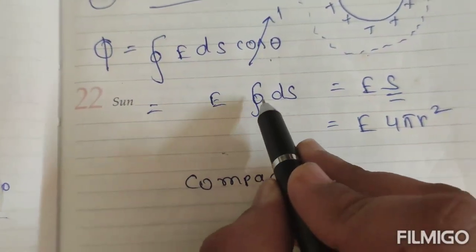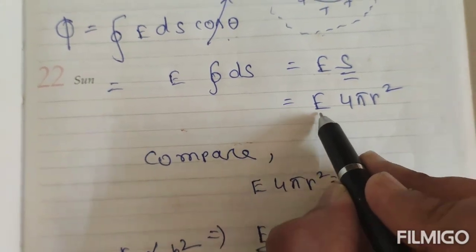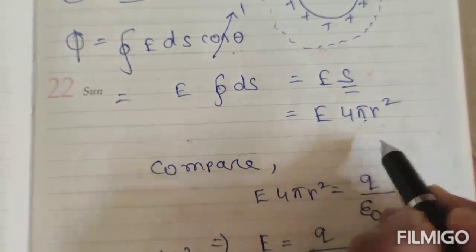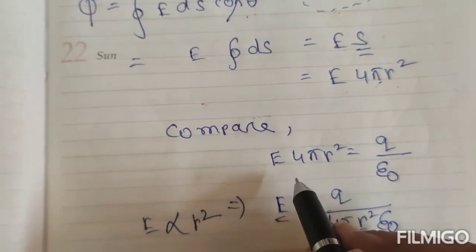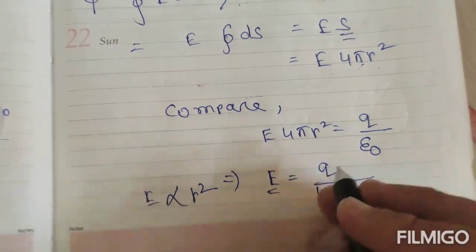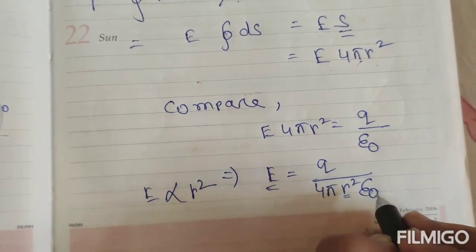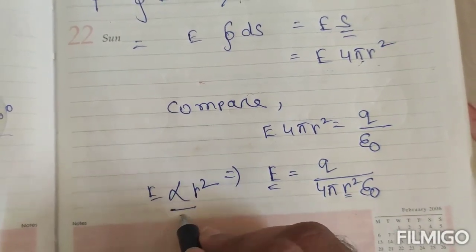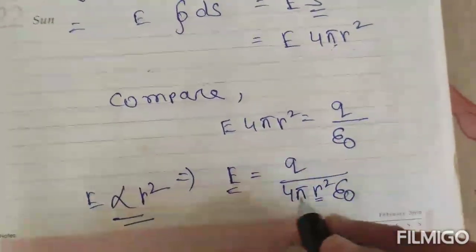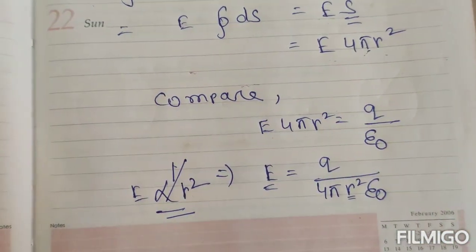So now E times the closed integration of ds, so this is ES. Again, for the solid sphere, you will not get a different surface area. You will get the same surface area, E into 4 pi r square. Now compare with the Gauss equation, that is E into 4 pi r square equals Q by epsilon naught, and E equals Q by 4 pi epsilon naught r square. You will get the same relation. E is inversely proportional to r square, right?